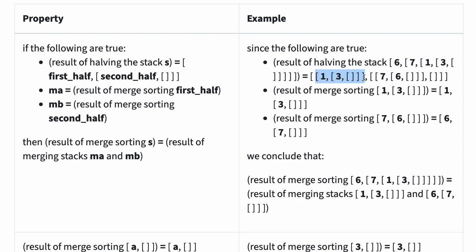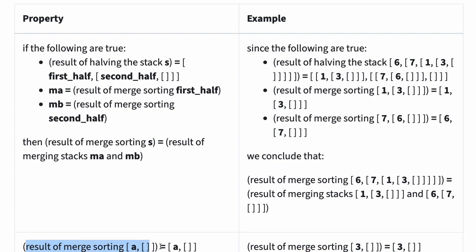For example, since the result of halving stack 6, 7, 1, 3 is equal to the stack with the first element 1, 3 and second element 7, 6, and the result of merge sorting 1, 3 is equal to 1, 3, and the result of merge sorting 7, 6 is equal to the stack 6, 7, we conclude that the result of merge sorting stack 6, 7, 1, 3 is equal to the result of merging stacks 1, 3, and 6, 7.